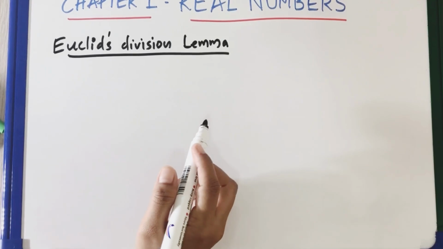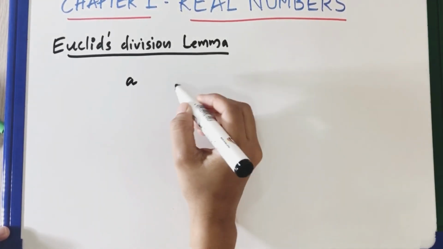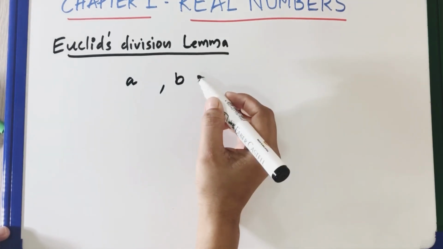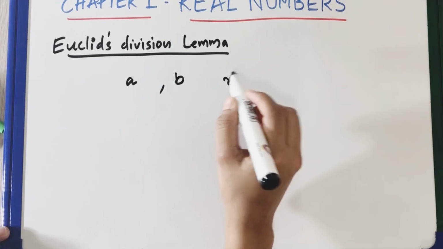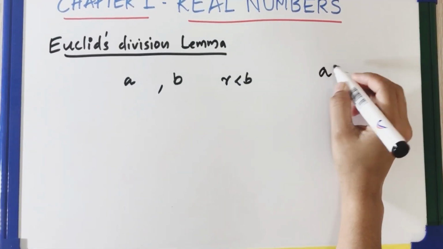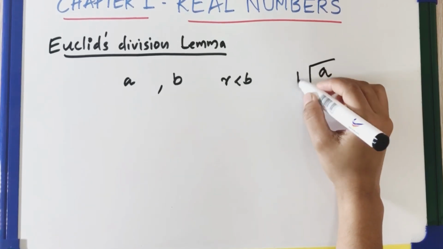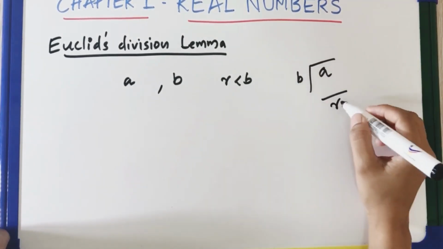Euclid's division lemma says that any positive integer a can be divided by another positive integer b in such a way that it leaves a remainder r, and this remainder is always less than b. That is, a positive integer a can be divided by b in such a way that it leaves a remainder r which is less than b.